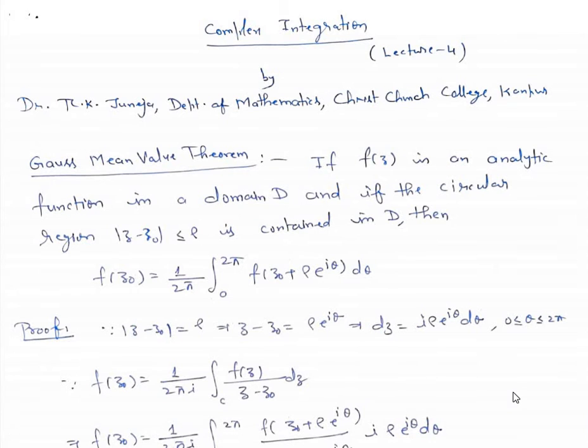Dear students, let us discuss what is Gauss mean value theorem. If f(z) is an analytic function in a domain D, and if the circular region mod of z minus z naught less than or equal to rho is contained in D, then f of z naught is equal to 1 upon 2 pi integral 0 to 2 pi f of z naught plus rho e to the power i theta d theta. So the function is analytic in the domain D, and if this circular region is contained in D, then f of z naught is given by this formula.